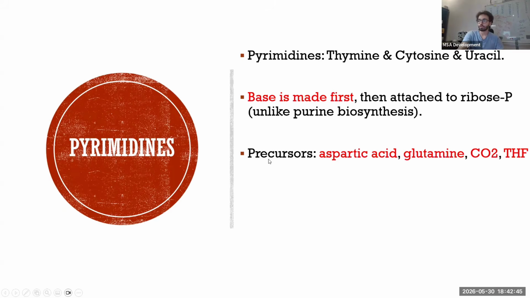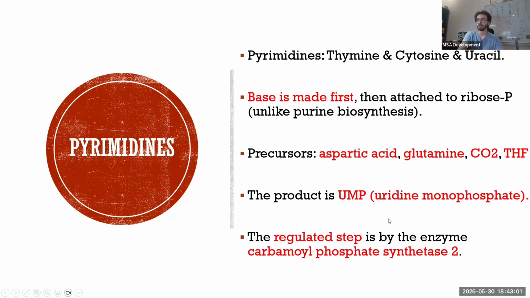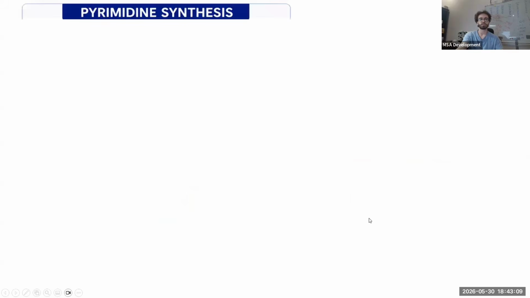Okay. I want you to know the precursors of pyrimidine synthesis. Aspartic acid, glutamine, carbon dioxide, and tetrahydrofolate. Very important to know. The product, the base that we will make, is called uridine monophosphate. Very important to know. Okay, the regulated step in this reaction of pyrimidine synthesis is carbamoyl phosphate synthetase 2. We will talk about these enzymes right now.